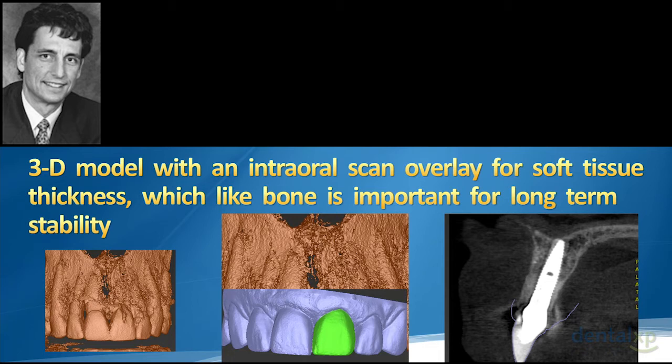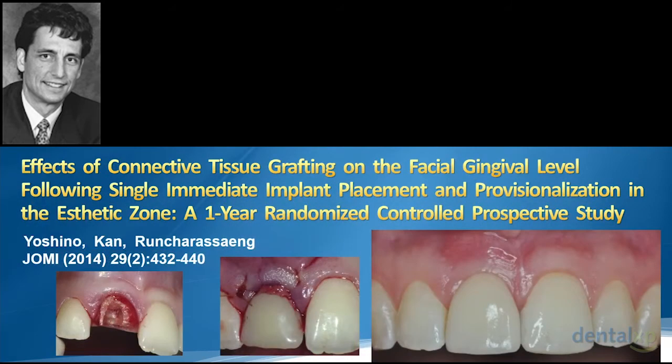Well, one of the things that we'll do is preoperatively we'll take a scan, intraoral scan, mate it to the DICOM data, and that will allow us to visualize what kind of soft tissue thickness we have. You can also use it to evaluate on your actual implants to see if, in fact, your soft tissue thickness is reasonable to help support that long-term stability. Another study using immediate implants, the Yoshino study that was in 2014, showed a significant increase in the recession when soft tissue grafting was not utilized. So I think, again, you have to have case selection.